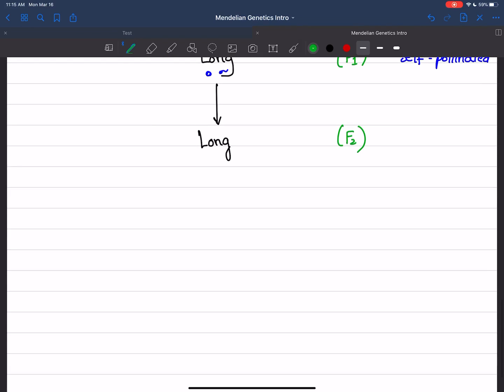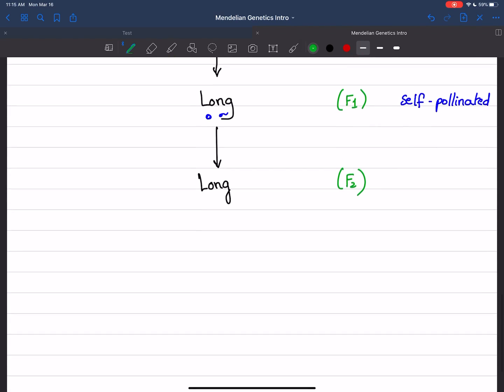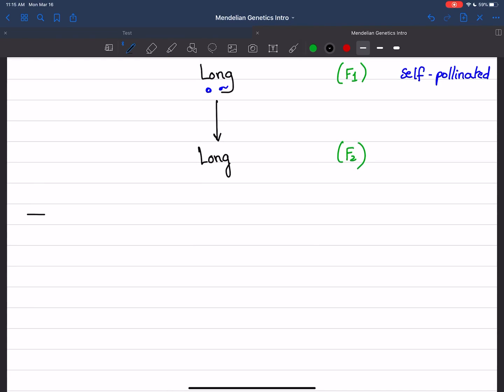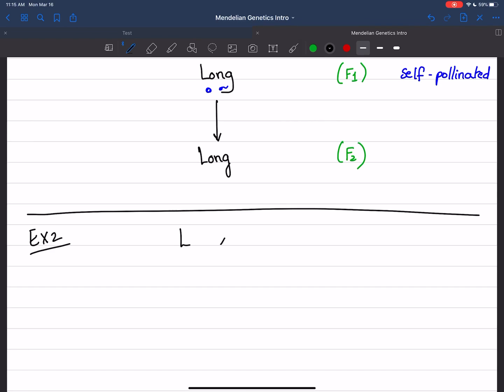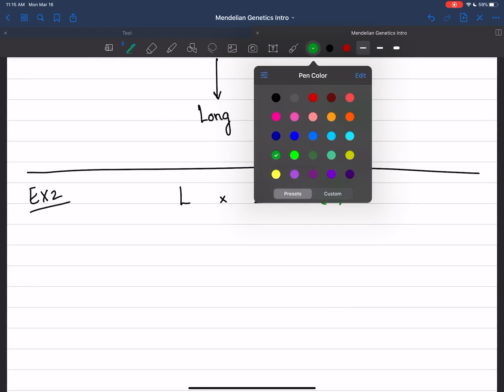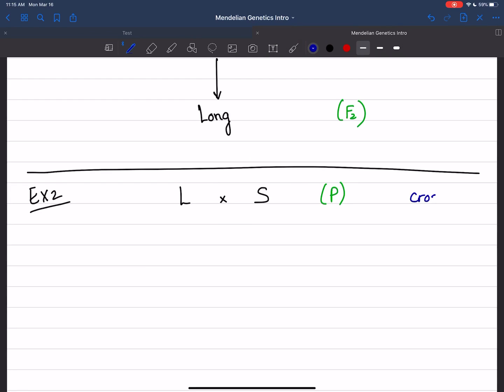But let's see a different kind of cross. So now we're going to go into a different example. Let's call this one example 2. Okay, what if I took a long plant and I crossed it with a short plant? Again, I'm dealing with the P generation. Again, I am cross-pollinating this particular one.